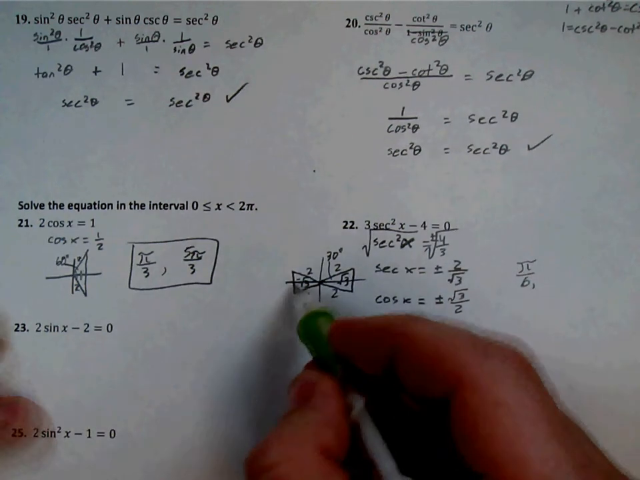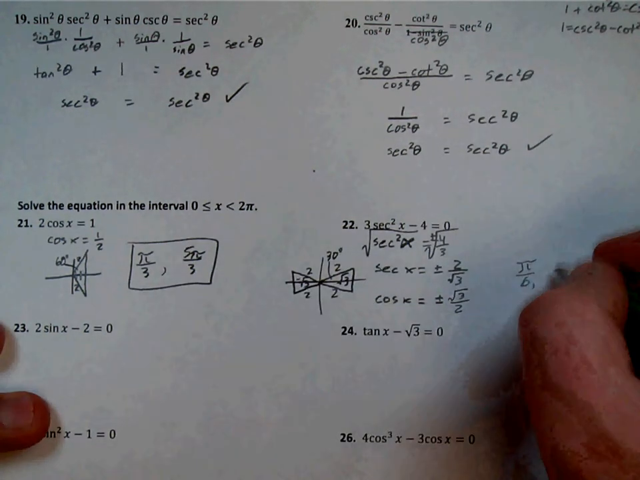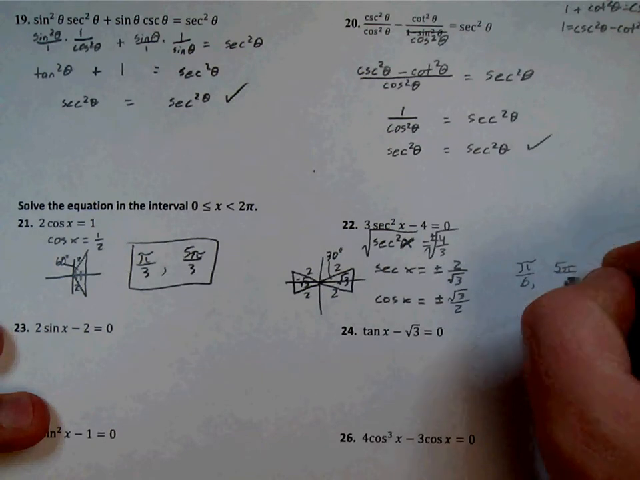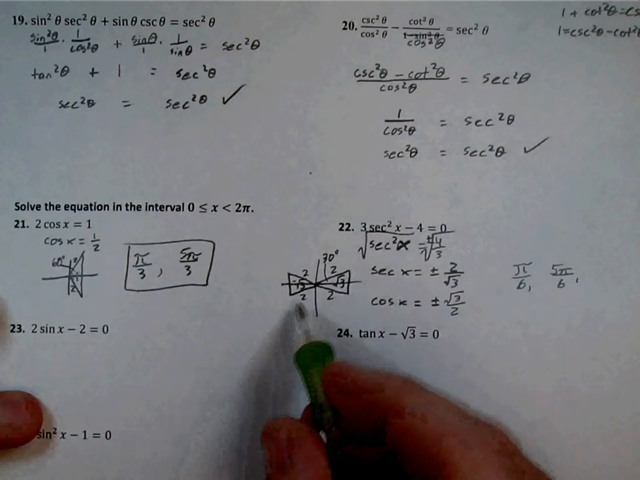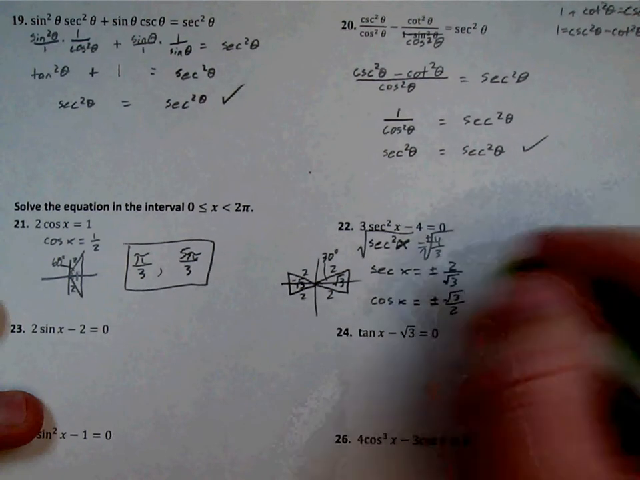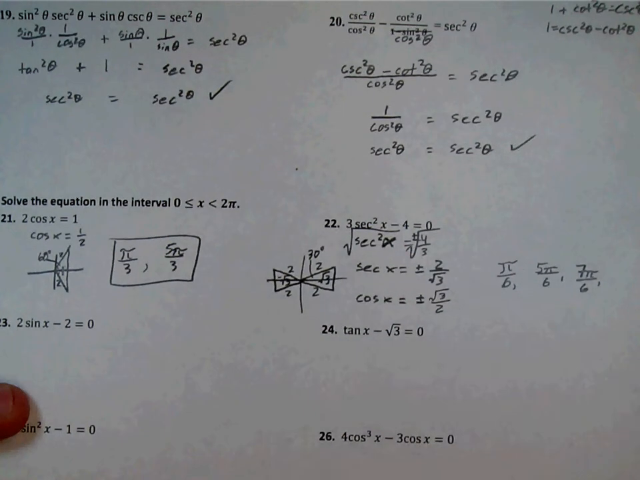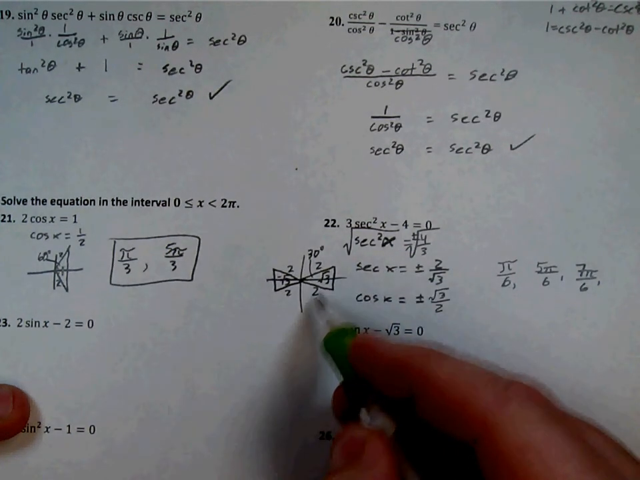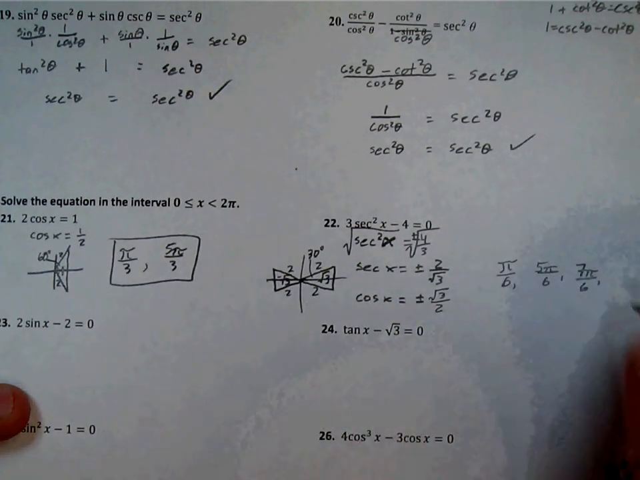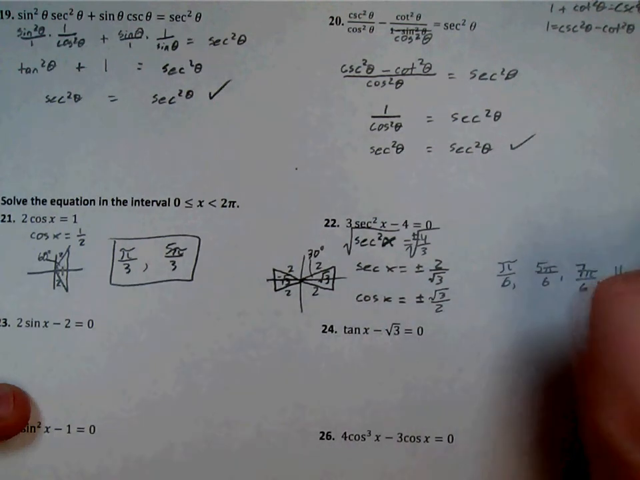And then in the second quadrant, you subtract pi over 6 from pi. That's 5 pi over 6. Anytime you're in the third quadrant, you're going to take pi and add the reference angle. So pi plus pi over 6 is 7 pi over 6. And then in that last quadrant, you take the full 2 pi minus your reference. So 2 pi minus pi over 6, that's 11 pi over 6.